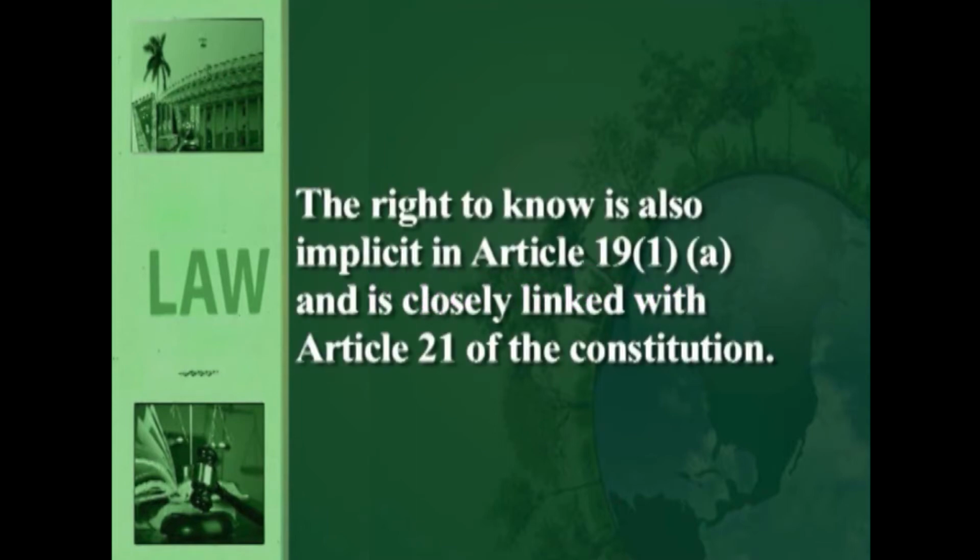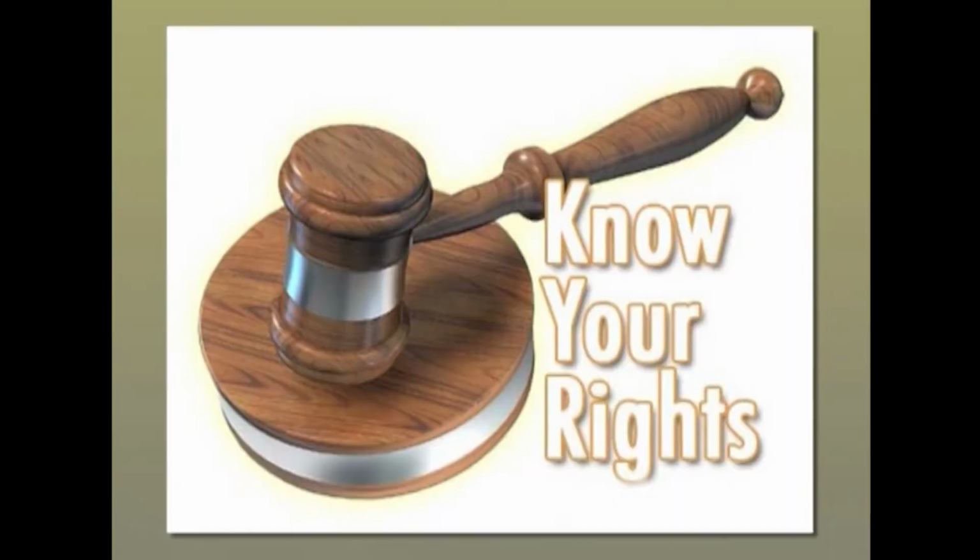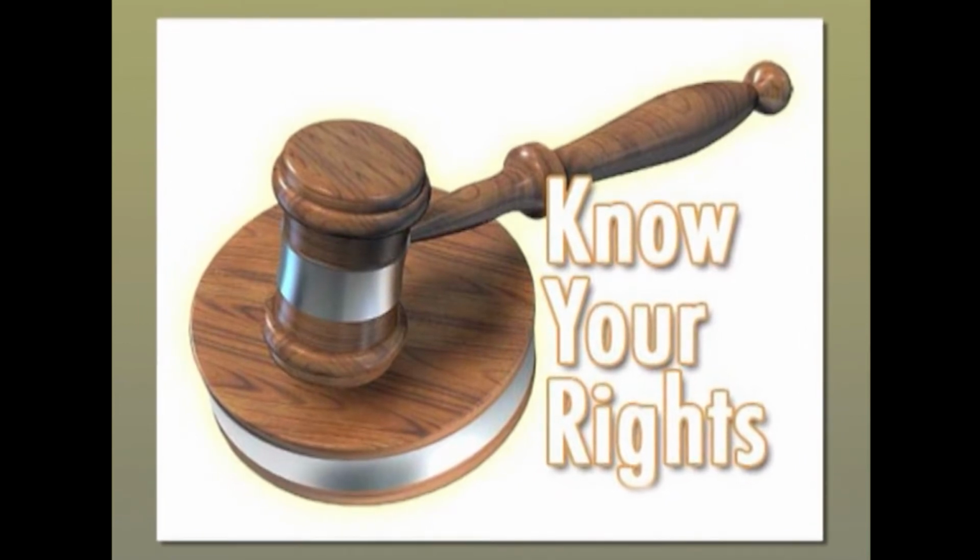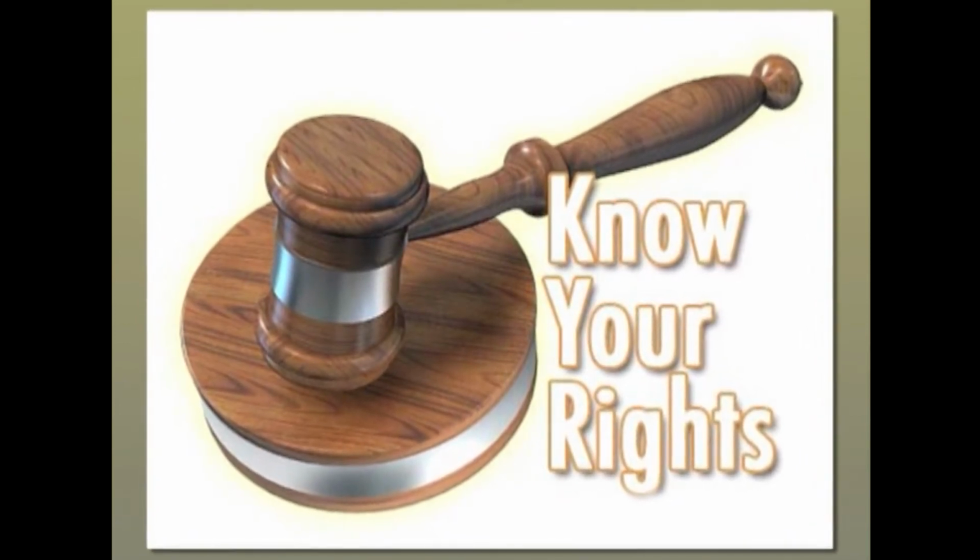Right to know. The right to know is also implicit in Article 19, Clause 1, Clause A and is closely linked with Article 21 of the Constitution, particularly in environmental matters. The right to know or access to information is the basic right which the people of a democratic country like India should be utilizing in the right perspective.